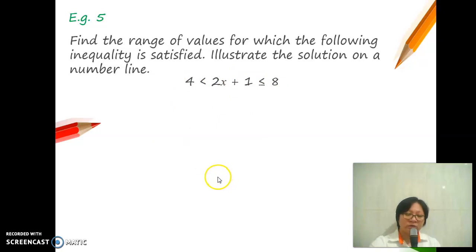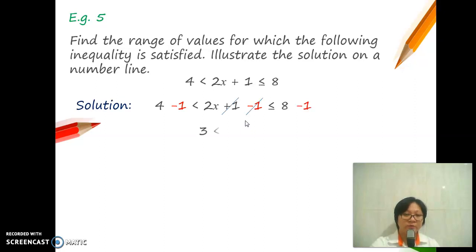Now the fifth example is a compound inequality. What about if not only the coefficient of x is not equal to 1, but there is a +1 here? So we need to isolate the linear term using the balance method and then simplify. After we simplify, we need to divide each term by 2. So we get 1.5 is less than x is less than or equal to 3.5.